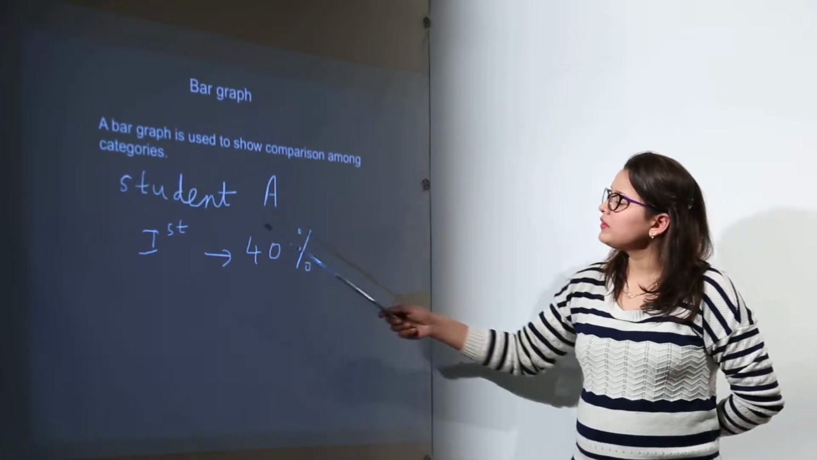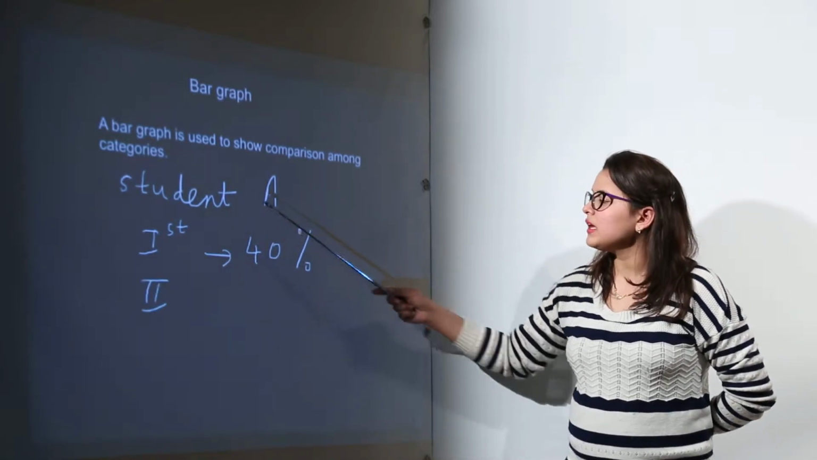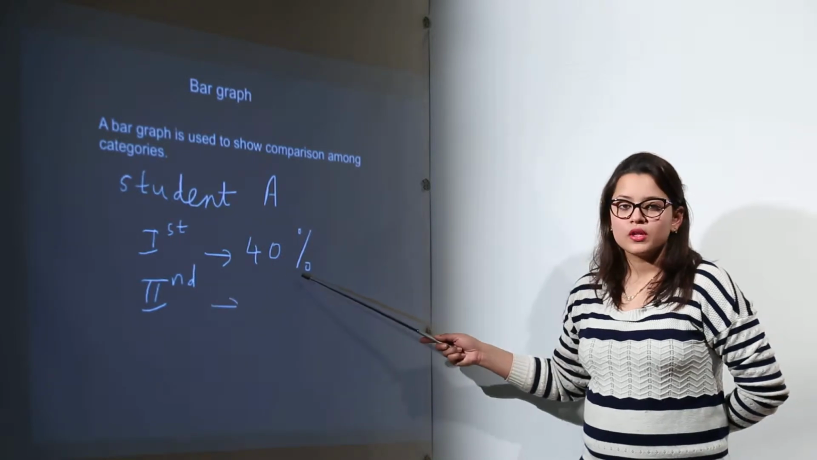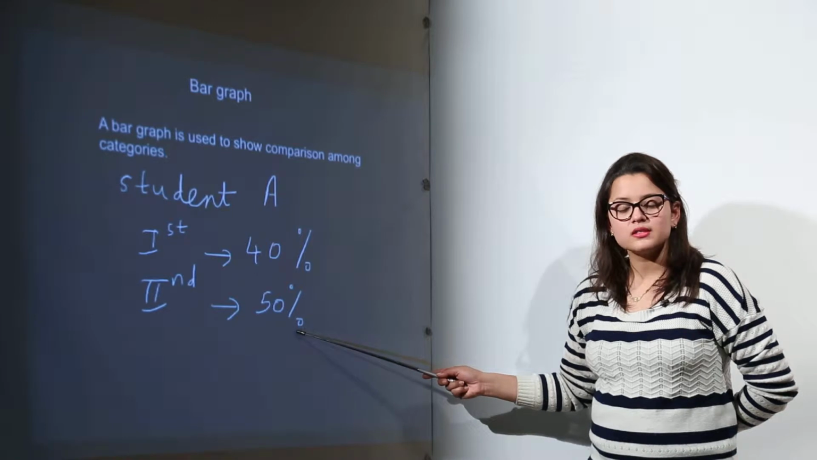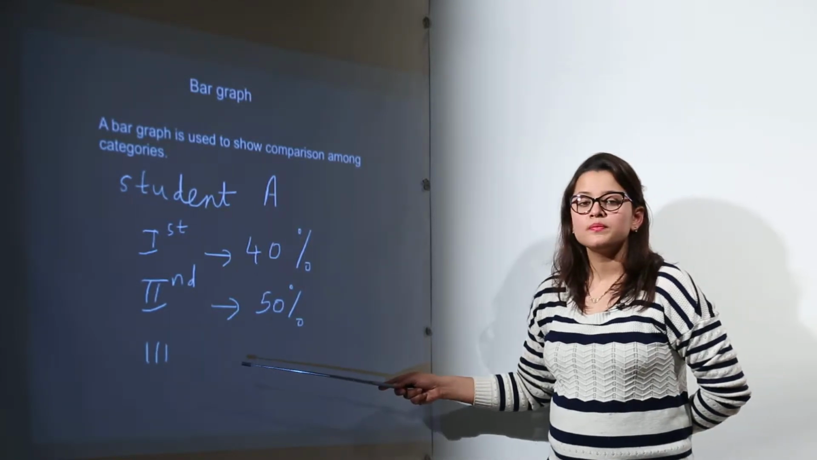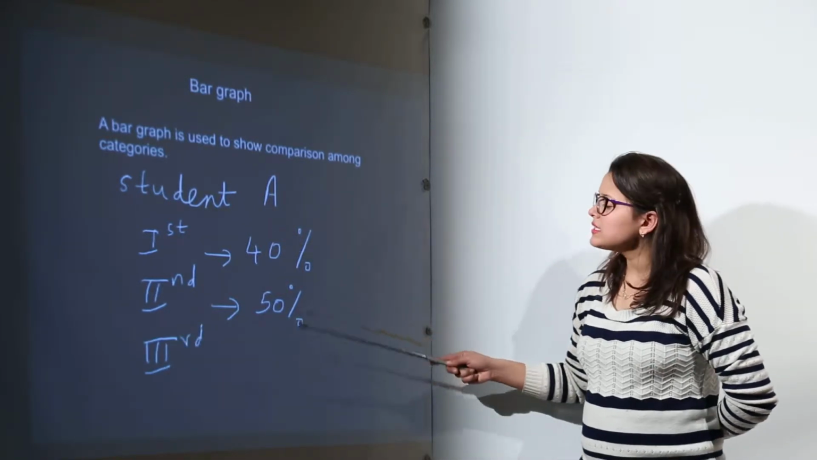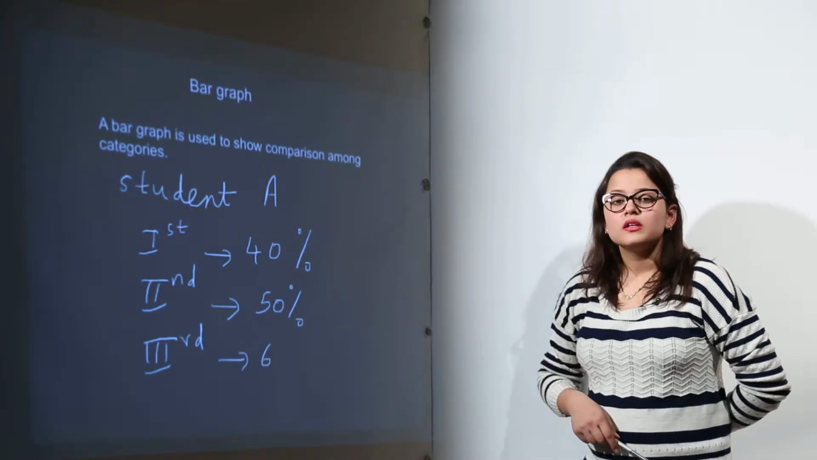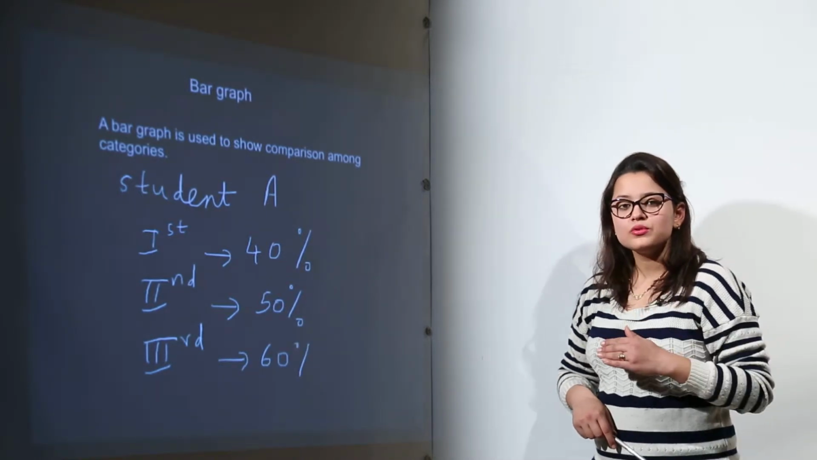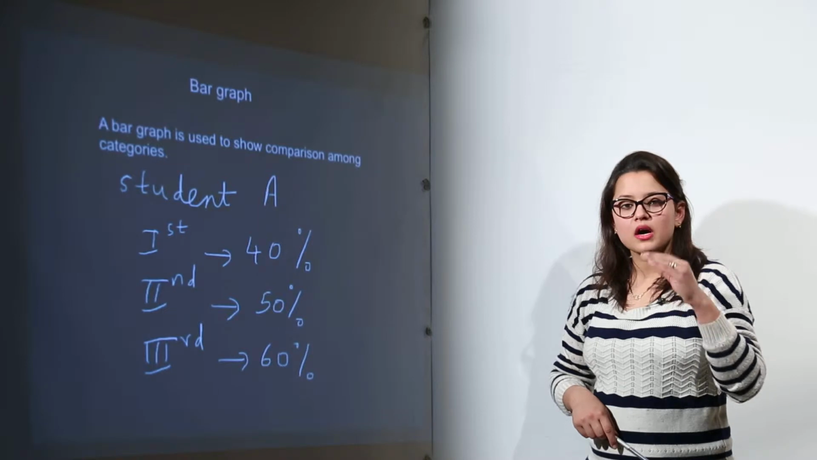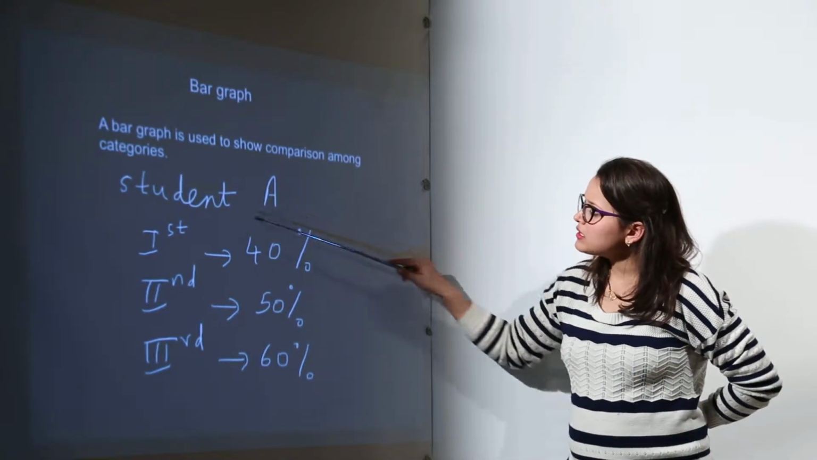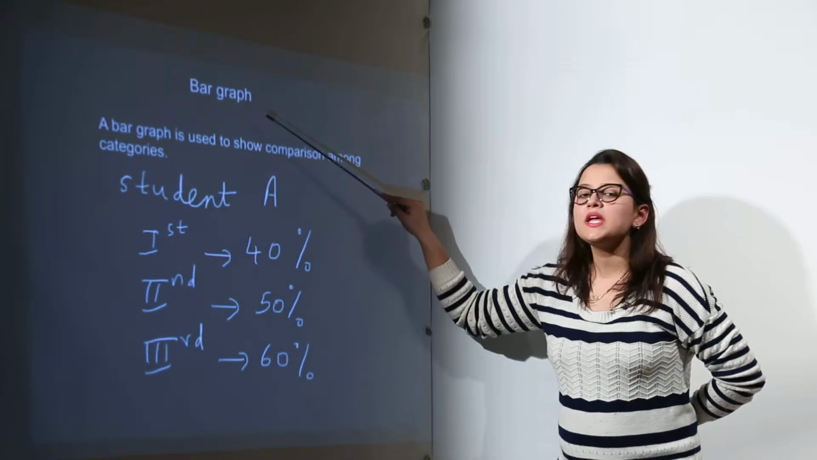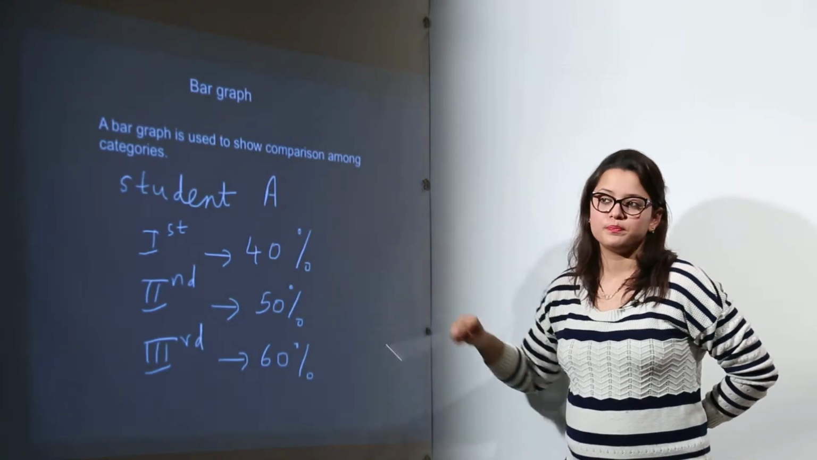For example, the first term marks for student A were 40%. For the second term, student A secured 50% marks, and in the third term, student A secured say 60% marks. These are the values given for student A's marks in different terms. Now I am going to compare his marks in all the 3 terms using bar graph representation.